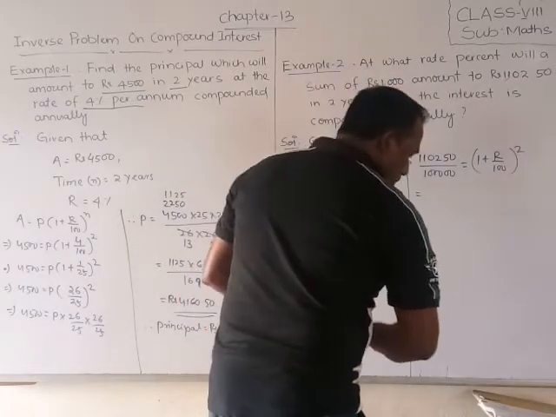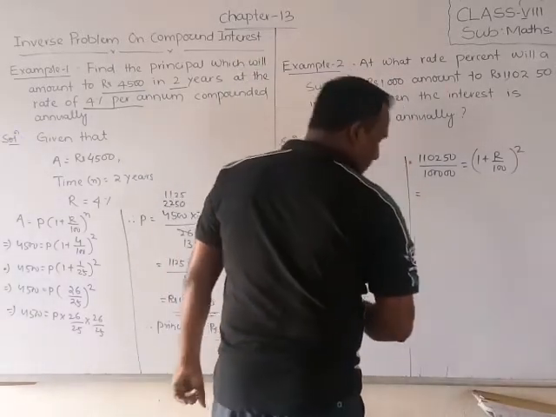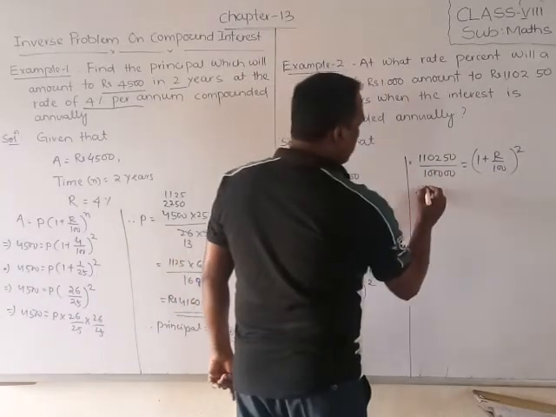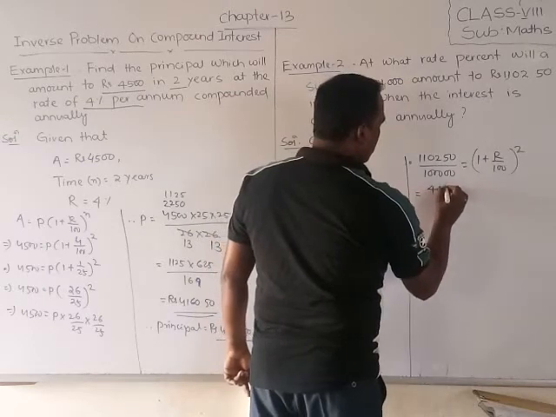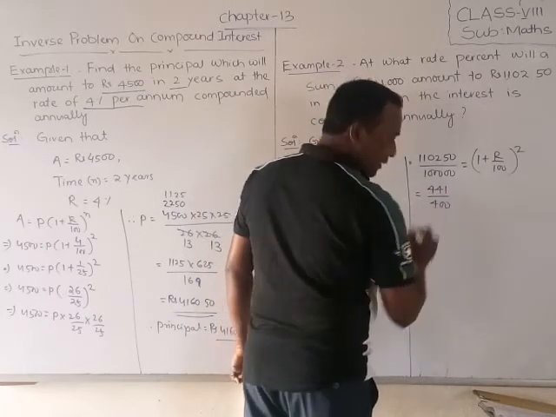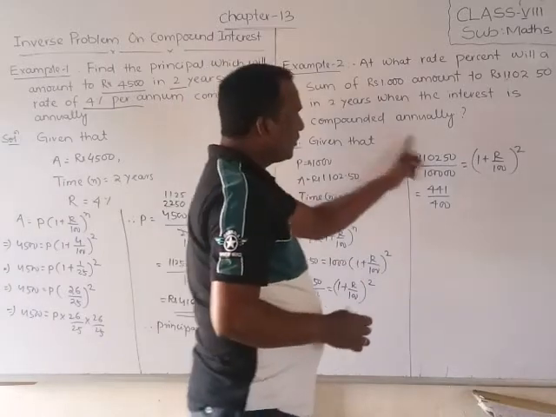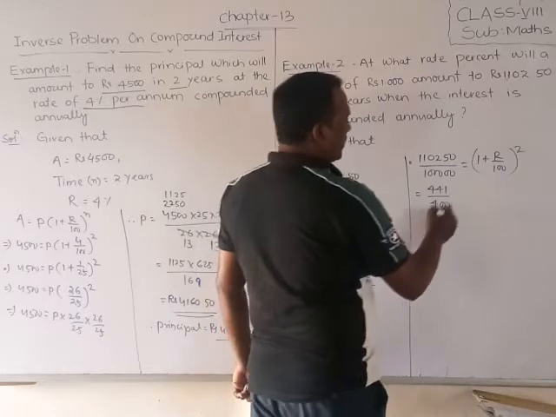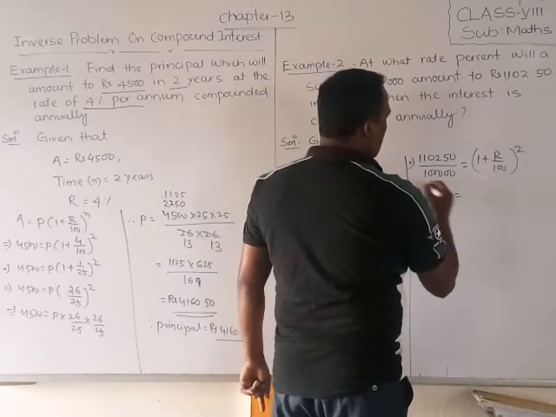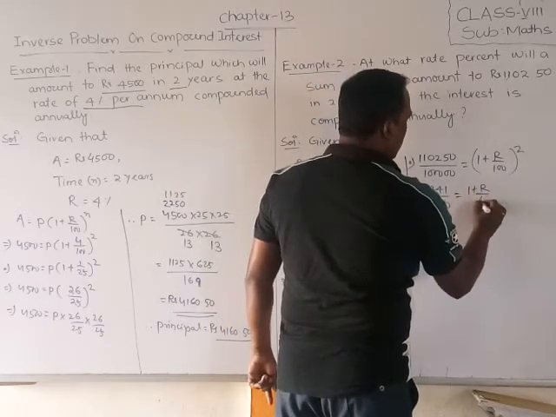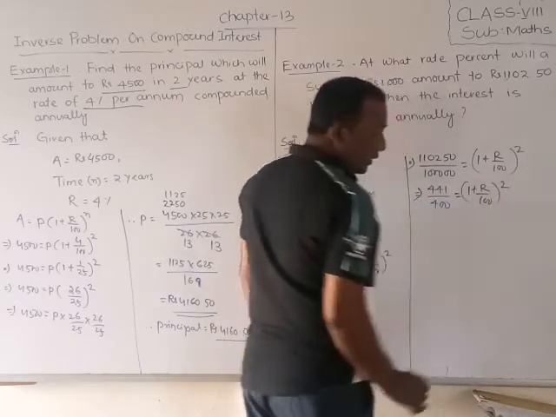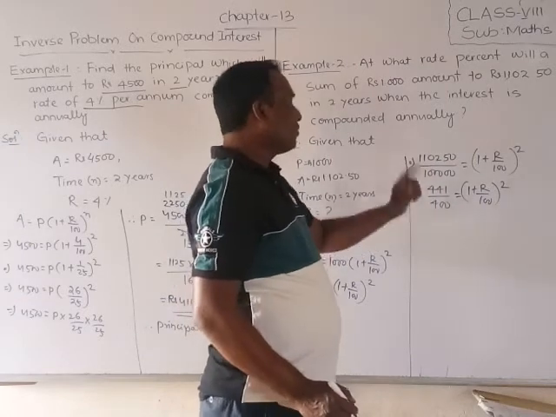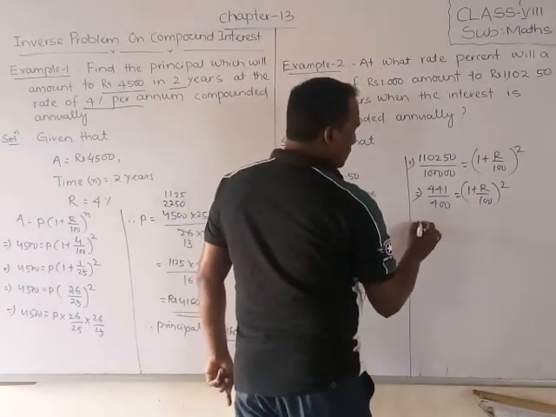Did you understand? So now what will you get? If you cut this, we will get 441 by 400. If you do this cancellation, then we will get 441 by 400 is equal to (1 plus r by 100) whole power 2. Okay? If you simplify, you will get 441 by 400.